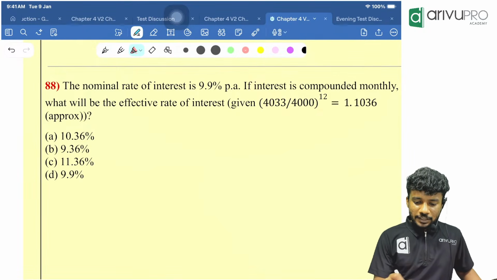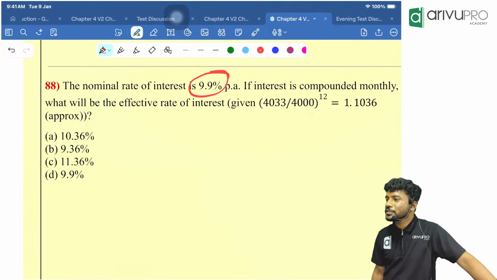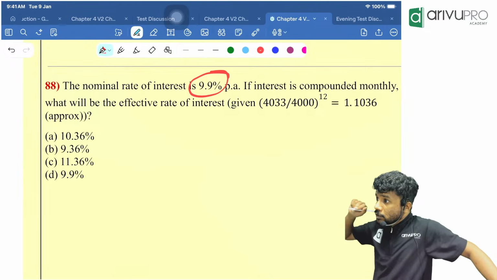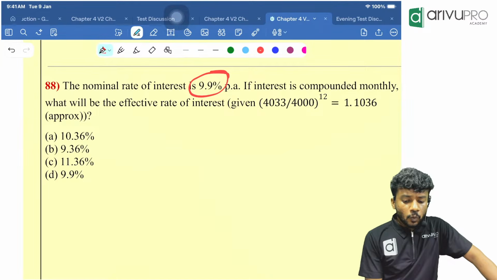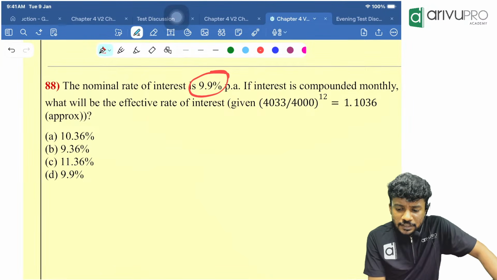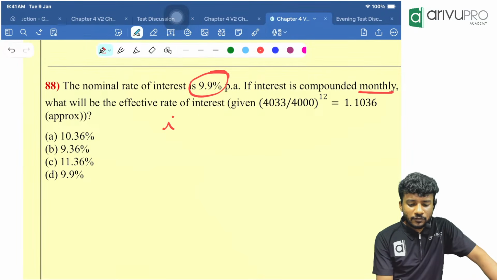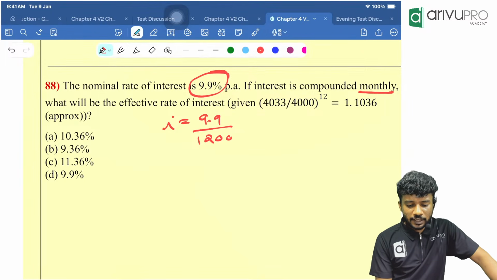Then, second last question for the day. Nominal rate is how much? Nominal rate is given to be 9.9%. Okay. So 9.9% per annum, if the interest is compounded monthly. So i will become what? 9.9 divided by how much? 1200. So I will write the effective rate of interest formula.